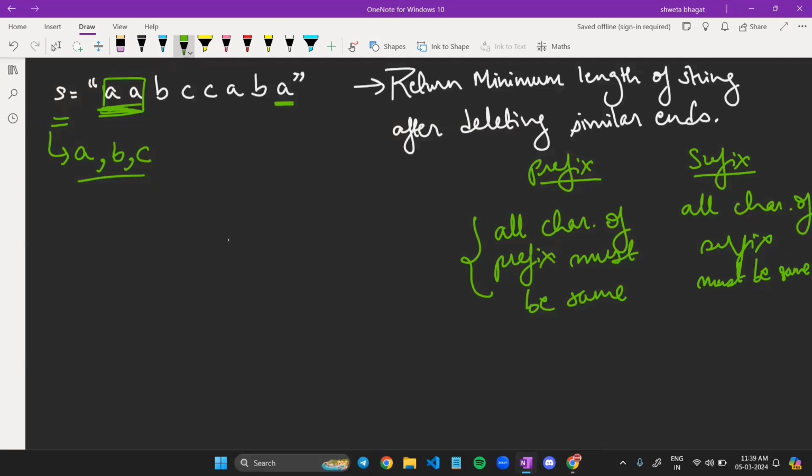Why? Because what have they said? They have said that all the characters of prefix must be same. So what are the characters present in our prefix? The characters are A and A. Are these two same? Yes, these are same. So we can select A as a prefix.